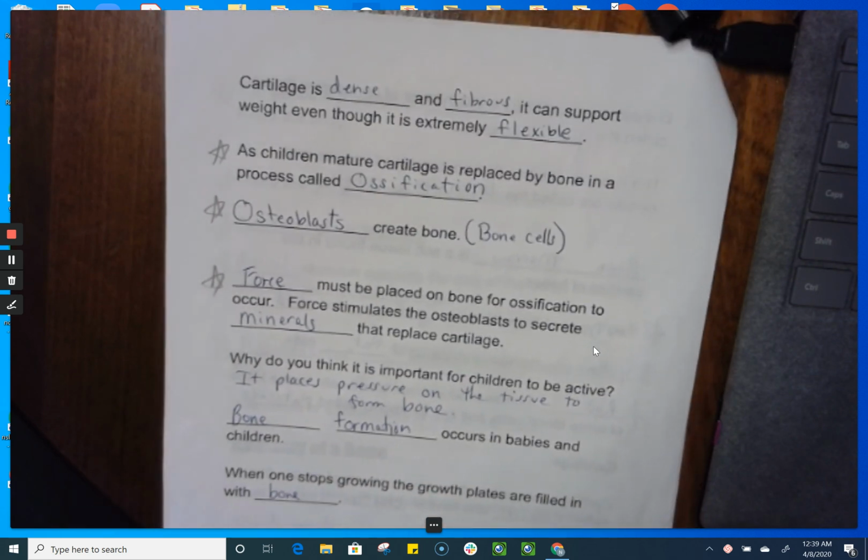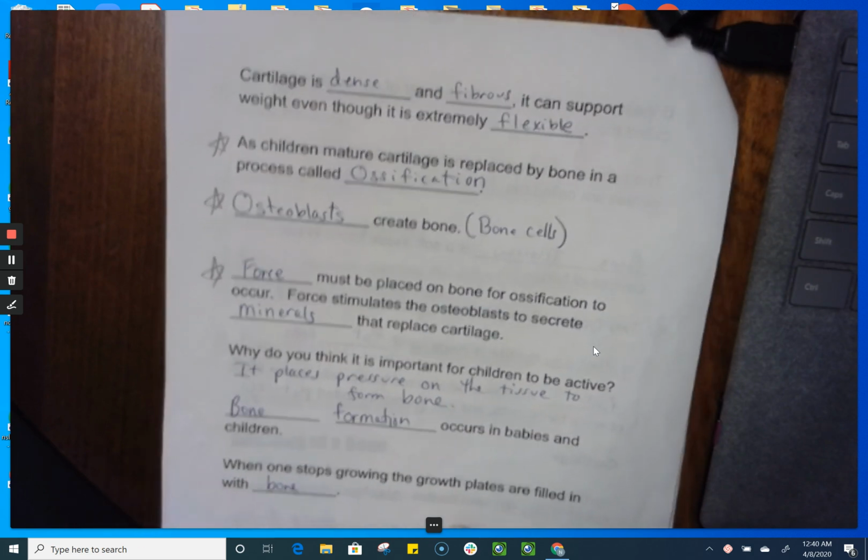Cartilage is dense and fibrous. It can support weight even though it's extremely flexible. As children mature, cartilage is replaced by bone in a process called ossification. Bone cells are called osteoblasts, and they create bone. Force must be placed on bone for ossification to occur. Force stimulates the osteoblasts to secrete minerals that replace cartilage.